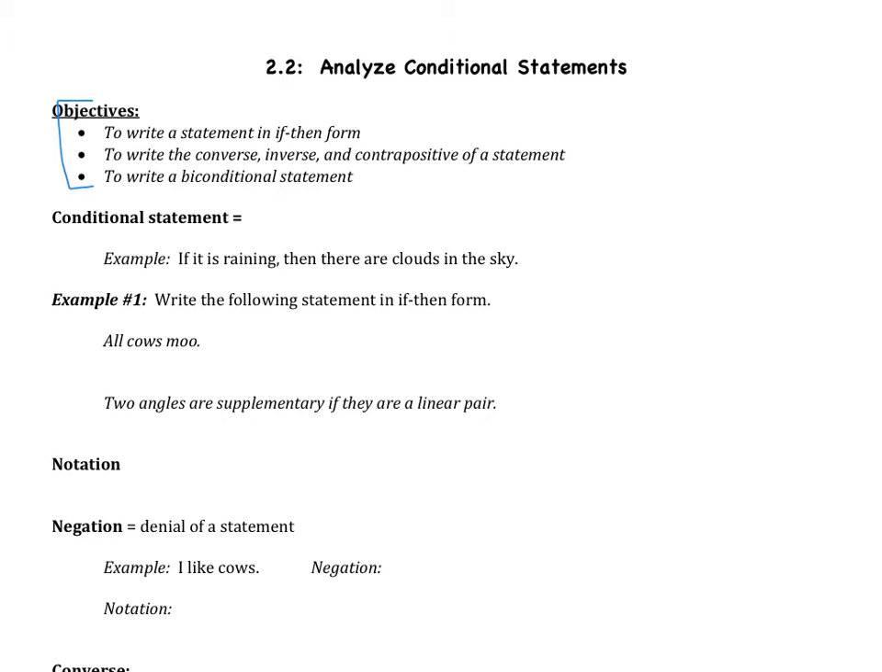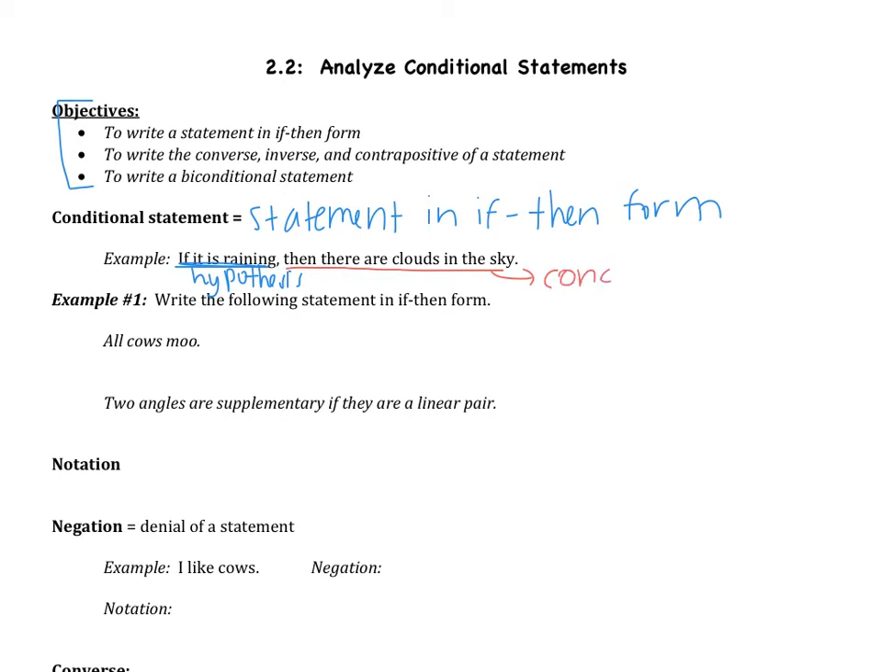We should probably start with writing a statement in if-then form. A statement in if-then form is called a conditional statement. So for a conditional statement, we're just going to write a statement in if-then form. And then here's an example. If it is raining, then there are clouds in the sky. That if it is raining part, the if part, is called the hypothesis. The second part, the then there are clouds in the sky, that's called the conclusion.